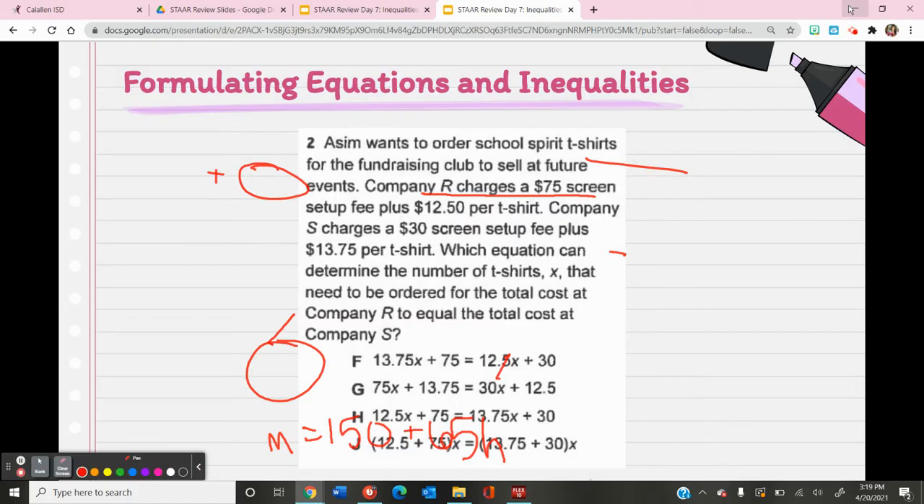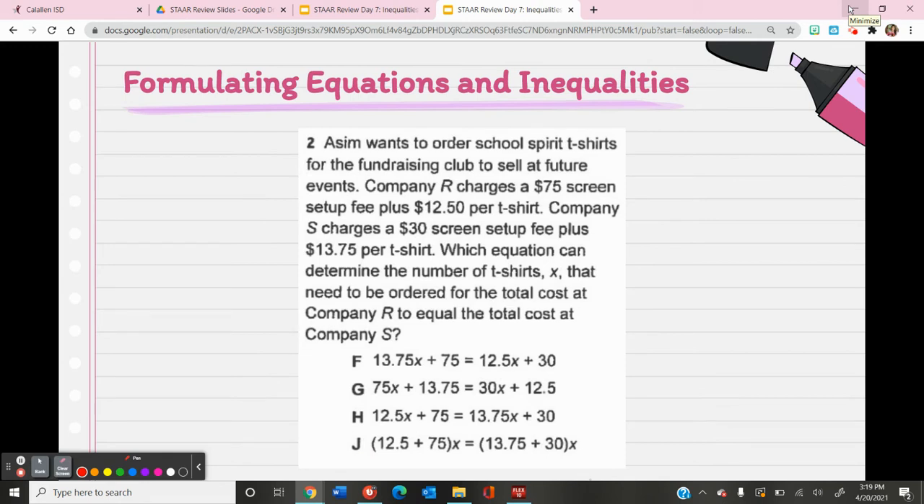Now we're going to go ahead and look at number 2. So looking at number 2, it says Asim wants to order school spirit t-shirts for the fundraising club to sell at future events. Company R charges a $75 screen setup fee plus $12.50 per t-shirt. Company S charges a $30 screen setup fee plus $13.75 per t-shirt. Which equation can determine the number of t-shirts X that needs to be ordered for the total cost at company R to equal the total cost at company S?